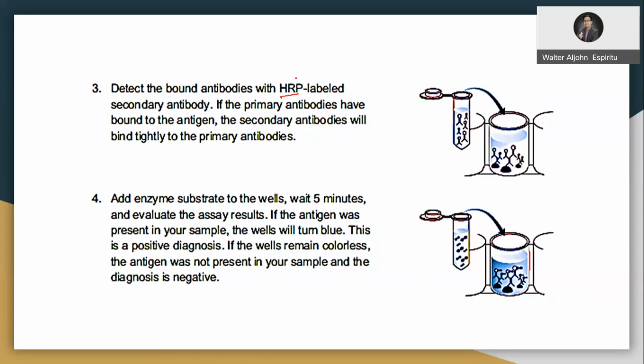The next thing that you'll do is add the substrate. Wait for 5 minutes to allow the substrate to react with the HRP, or the peroxidase, and evaluate the assay result. If the antigen was present in your sample, the wells will turn blue. This is a positive result. If the wells remain colorless, therefore the antigen is not present in the sample.